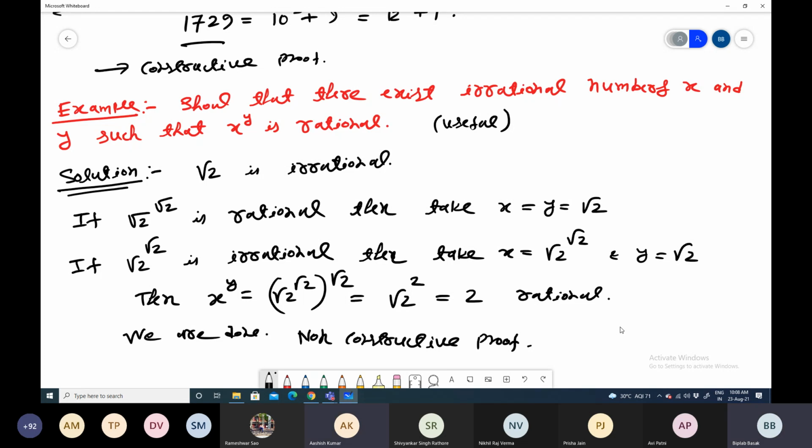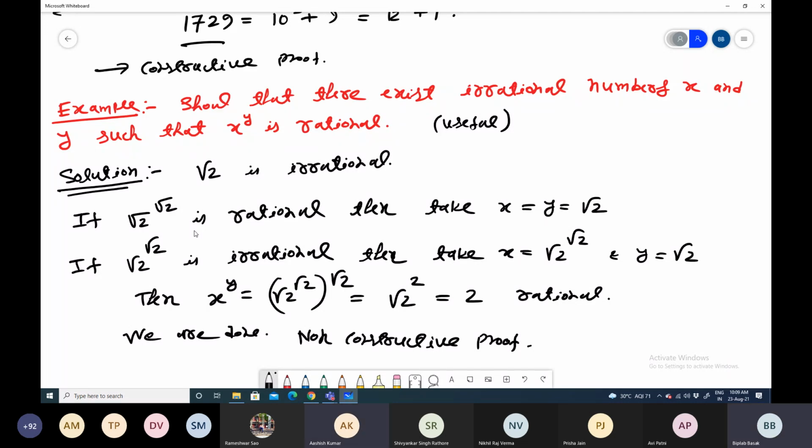No, no, no. See, we do not know whether root 2 power root 2 is rational or irrational. We do not know that. I am saying that if suppose root 2 power root 2 is rational, then we know that root 2 is irrational, so we have the example. And if root 2 power root 2 is irrational, then you can take x equal to this and y equal to root 2, and you find that x power y is rational. So in either case, you can have an irrational x and an irrational y such that x power y is rational. That's all.